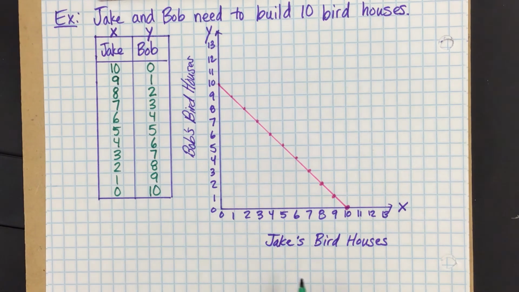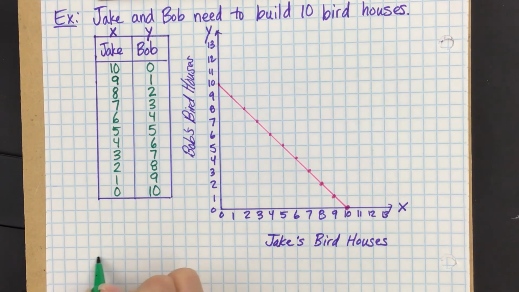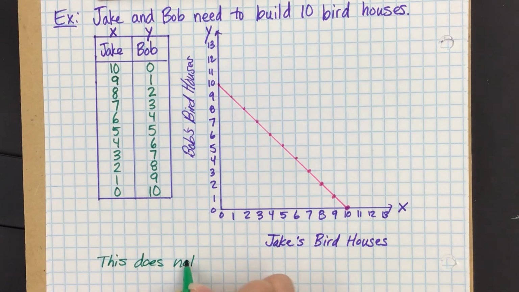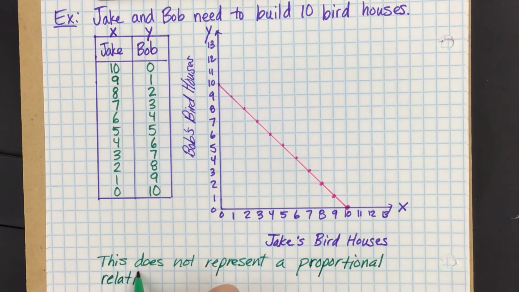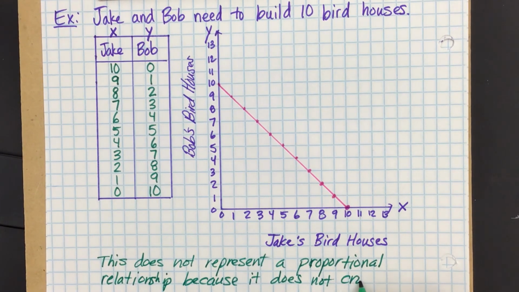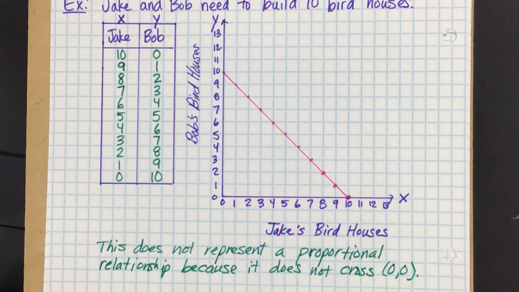So let's answer in a complete sentence. We can say this does not represent a proportional relationship because it does not cross the point 0, 0. All right.